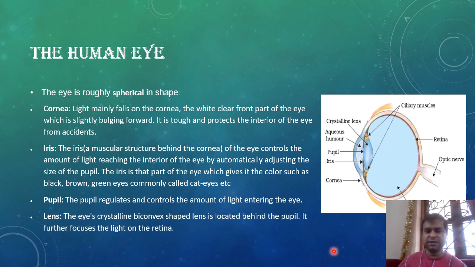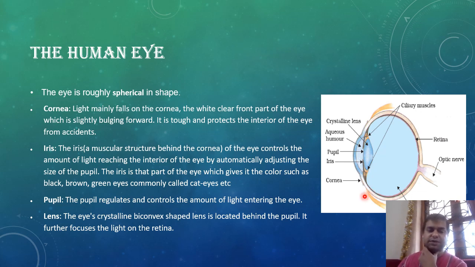Then comes the lens. We have spoken about the mirror and the lens in the previous chapter on light reflection and refraction. Our eyes are not made up of mirrors, they are made up of lenses. If you have a look, we see the lens over here, and we have a crystalline lens which is biconvex. In other words, it's made up of two convex lenses. That is why it is called a biconvex lens, and it is located behind the pupil. So the pupil will be this fine lining, and behind that you will have your biconvex lens.